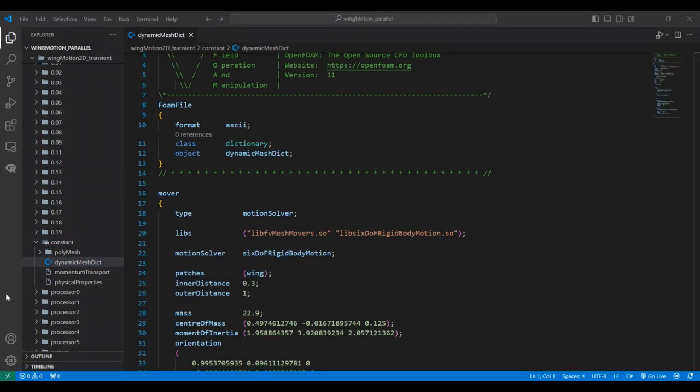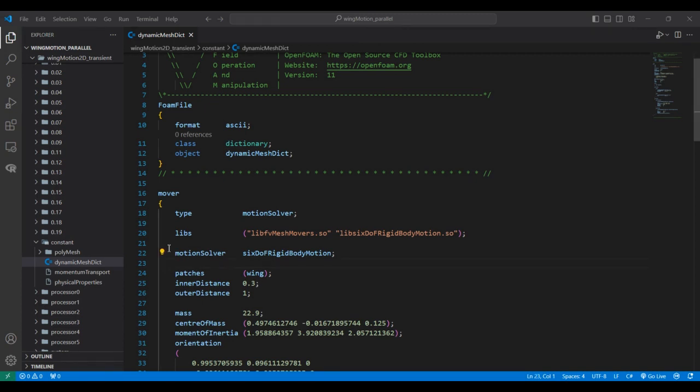This dictionary defines the mesh morphing control and the physical parameters for the rigid body. It also covers the 6 degree of freedom solver, what it will actually do, and additionally it will give us the definition of force and the motion constraint on the body.